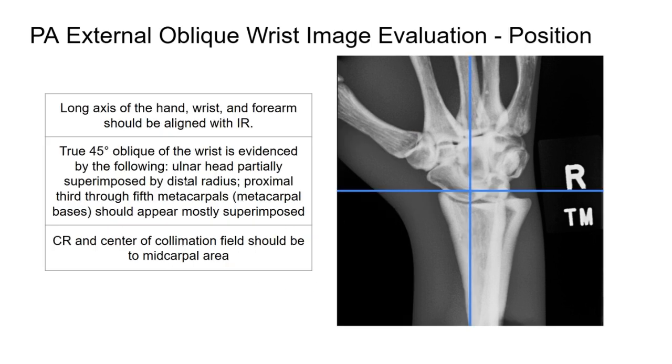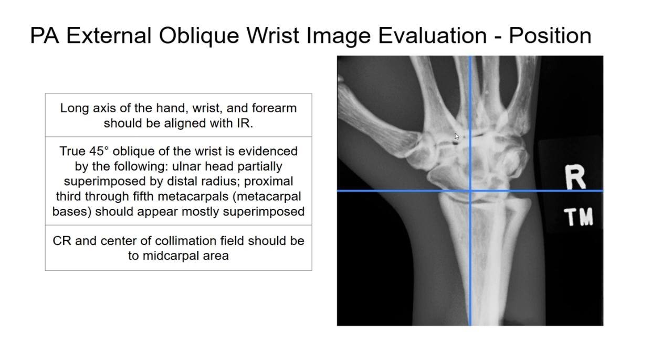Now, for positioning purposes, your long axis is going to be the same way. The long axis of that hand, that wrist, and that forearm is going to be aligned with the image receptor. For a true oblique, it's going to be a 45-degree oblique of the wrist. That's evident by the ulnar head being partially superimposed by the distal radius. Proximal third through fifth metacarpals should appear mostly superimposed. So you should not really see them well visualized. They're going to be overlapping pretty good.